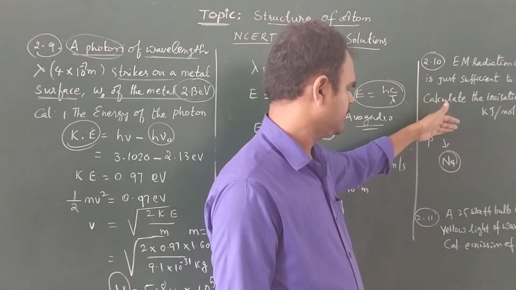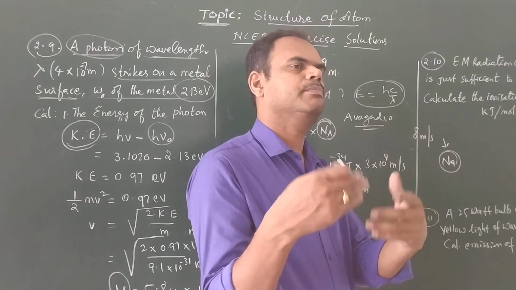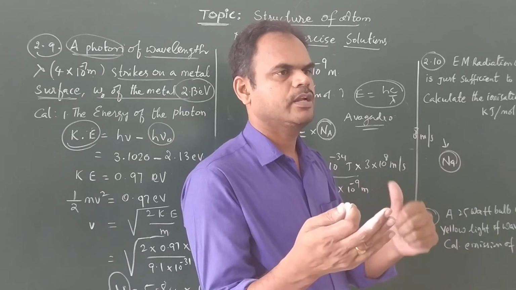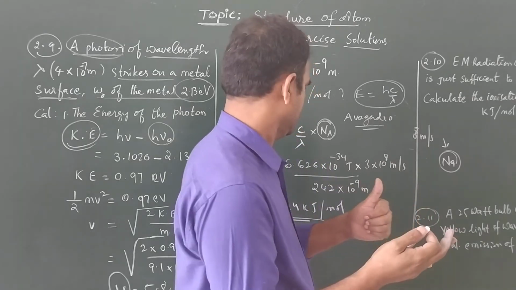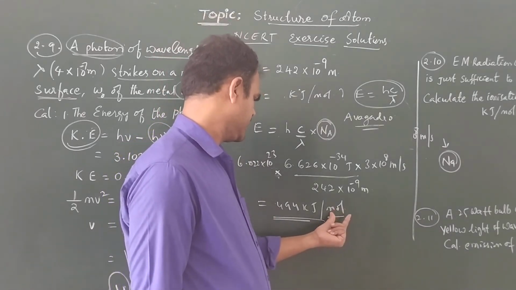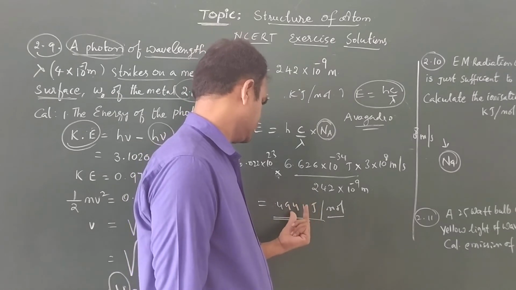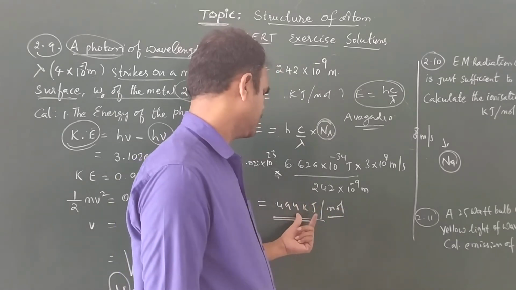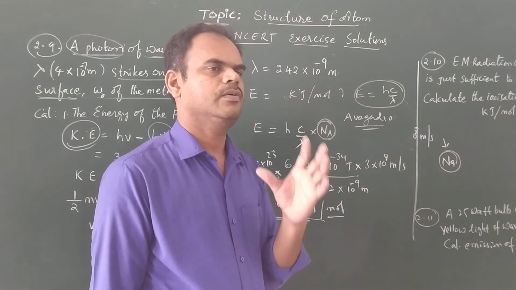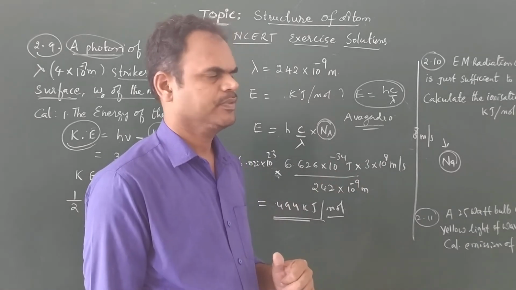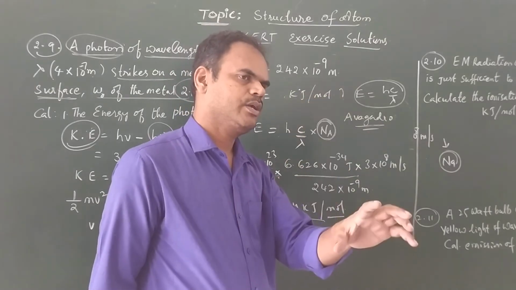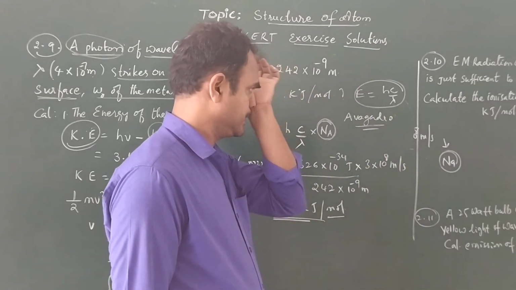So the Avogadro number of photons strike the Avogadro number of sodium atoms, and the sodium atoms get ionized by absorbing energy. If you take 1 mole of sodium atoms, how much energy is needed in kilojoules? 494 kilojoules of energy is needed to cause the ionization of 1 mole. So first calculate for one photon, then multiply with the Avogadro number, and you will get the answer to this question.